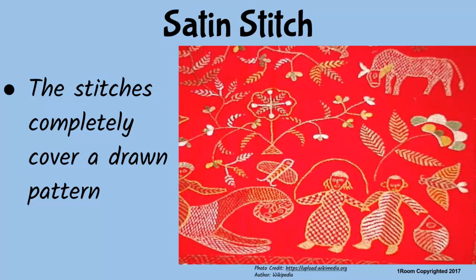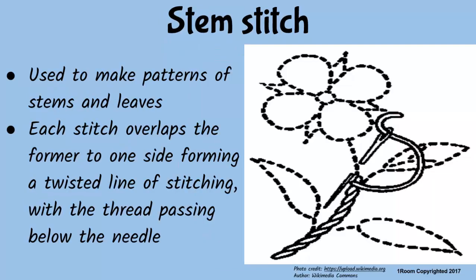Next we have the stem stitch. Let me guess. Jim, could you please minimize the guesswork? Okay, sorry. The stem stitch is almost similar to the back stitch, but each stitch overlaps the former to one side, forming a twisted line of stitching with the thread passing below the needle. It can be used to make patterns of leaves and stems. That would definitely look nice on my shirts. Of course it will. But let me give you a variety to choose from.